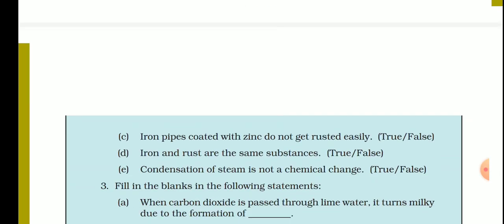Okay. C, second question, C part. Iron pipes coated with zinc do not get rusted easily. Is it true or false? It is true. And this process is called galvanization. We apply zinc layer to prevent the iron metal from rusting.